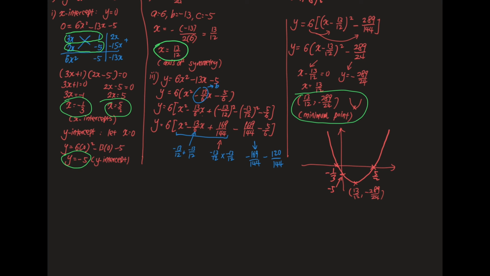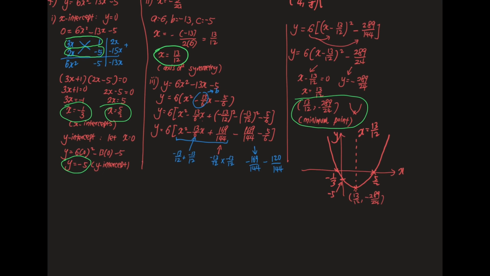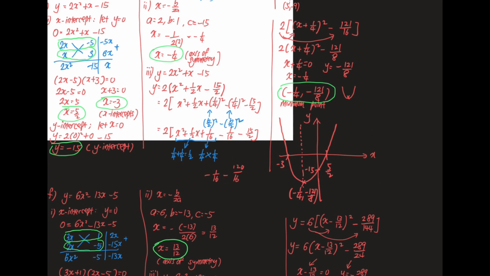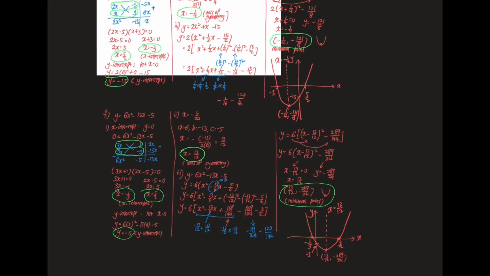And finally, we also have the axis of symmetry, x equal to 13 over 12. So we label it as a vertical dotted line, x equal to 13 over 12. So like this. Even for the question just now, I just realized I haven't put the axis of symmetry, which is x equal to minus 1 over 4. So 3 questions altogether.